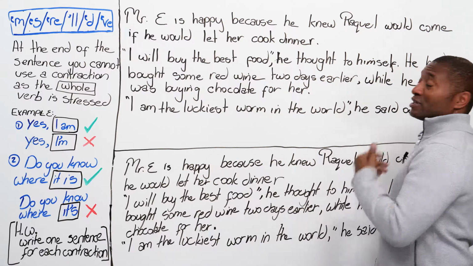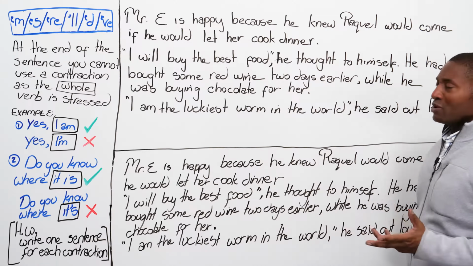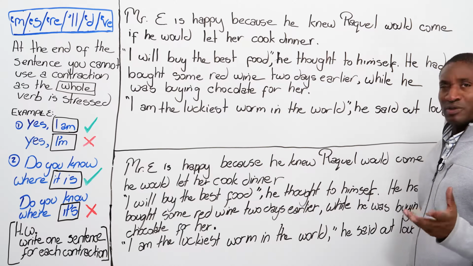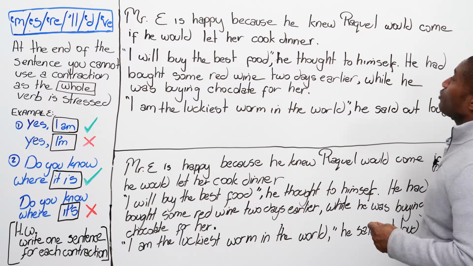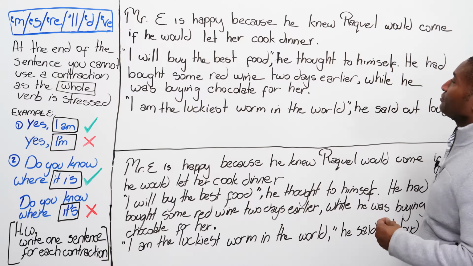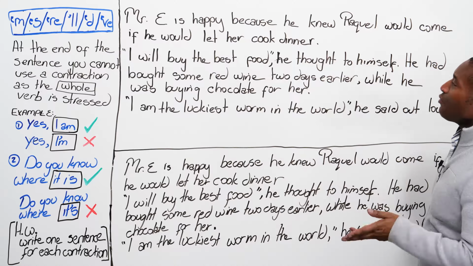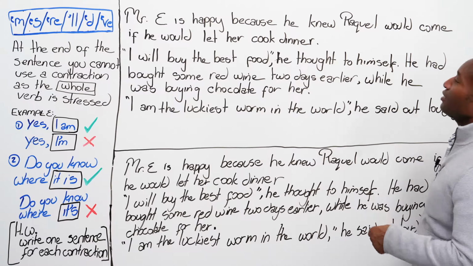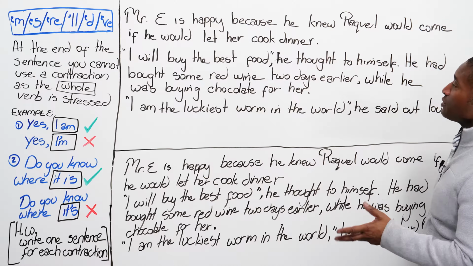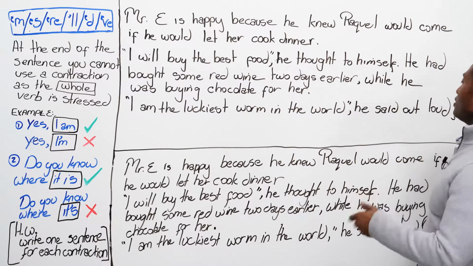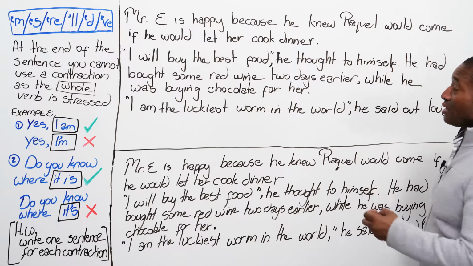Now we're going to look at the board, read the sentence, and it probably reads pretty well before we put in the contractions, but let's go through it. Mr. E is happy because he knew Raquel would come if he let her cook dinner. Okay? I will buy the best food, he thought to himself. He had bought some red wine 2 days earlier while he was buying chocolate for her. I'm the luckiest worm in the world, he said out loud.